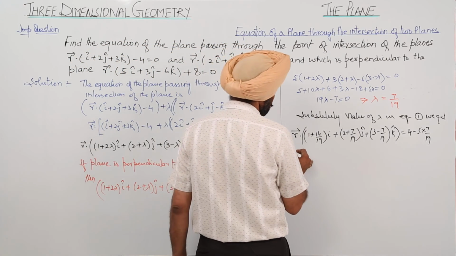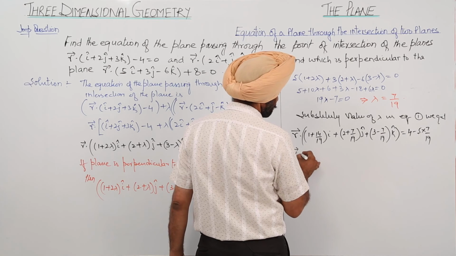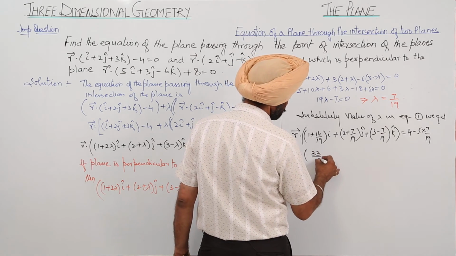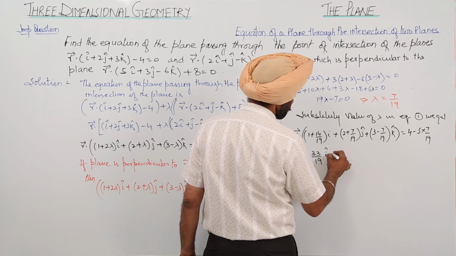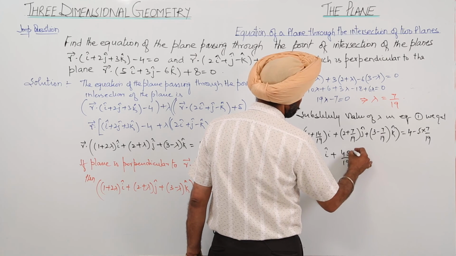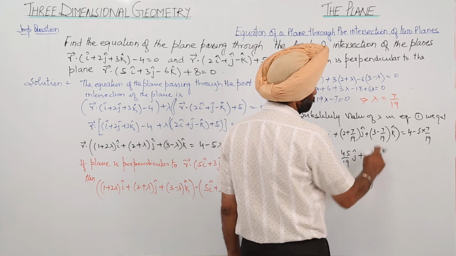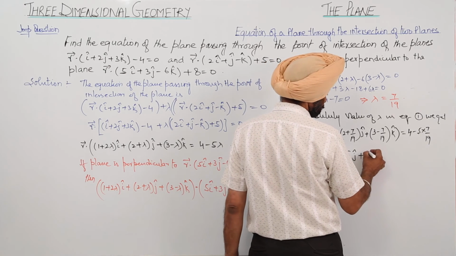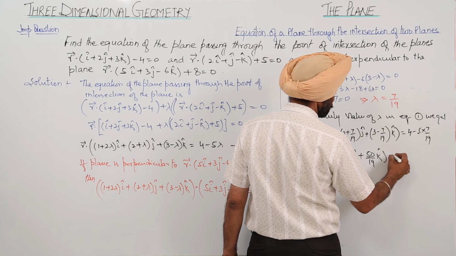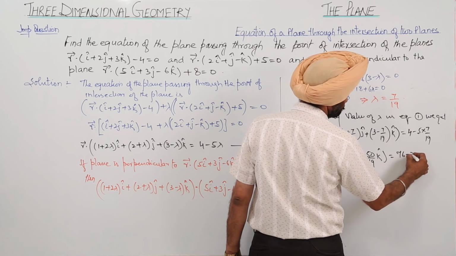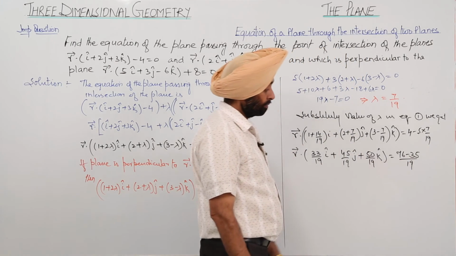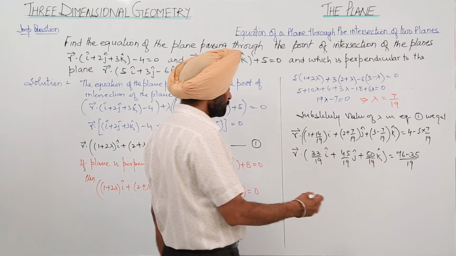What are we getting? Vector r dot, now 33 upon 19 i cap plus 45 upon 19 j cap plus, now 19 3s are 57, minus 7, so 50 upon 19 k cap is equal to 76 minus 35 upon 19. Is it clear?